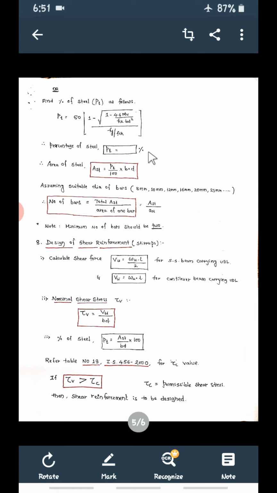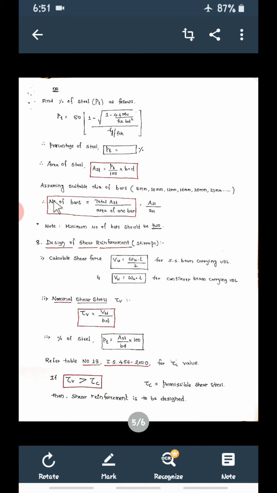So much percentage, 0.2%, 0.3%, like that. Then based on the percentage, calculate Ast. If you know the percentage, you can calculate the Ast. So Ast is equal to what? Percentage pt divided by 100, because it is in percentage. Whatever pt we get, divided by 100 into b into d. Area of steel is equal to pt by 100 b d. So then we will get the Ast.